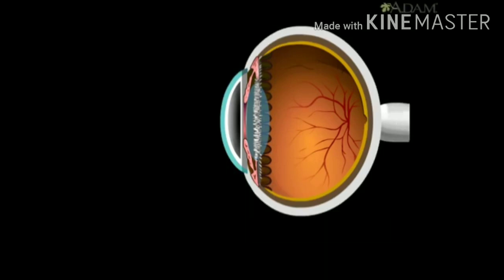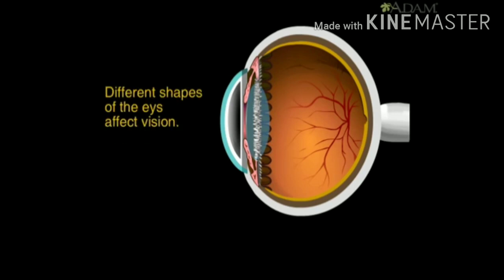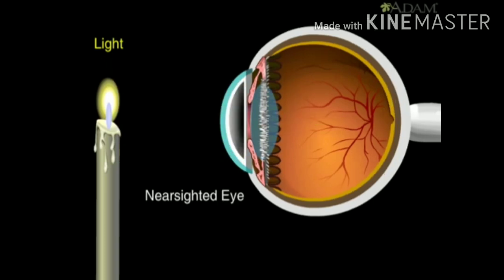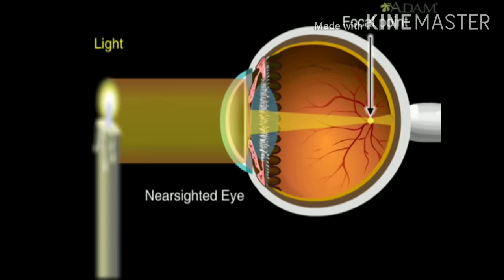Now let's consider two common conditions that cause blurry vision. The eye's shape is important for keeping things in focus. With normal vision, light focuses precisely on the retina at a location called the focal point. But what happens if the eye is longer than normal? The longer the eye, the more distance there is between the lens and retina. But the cornea and lens still bend light the same way. That means the focal point will be somewhere in front of the retina rather than on it.